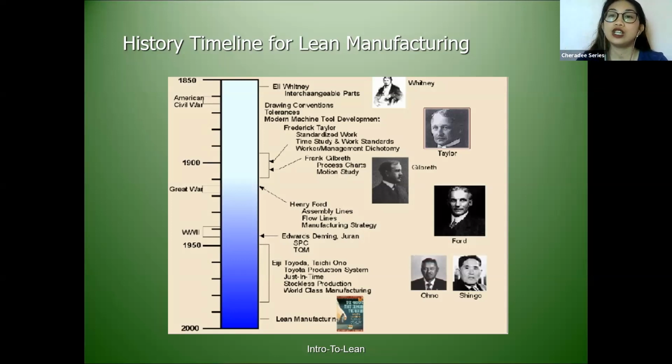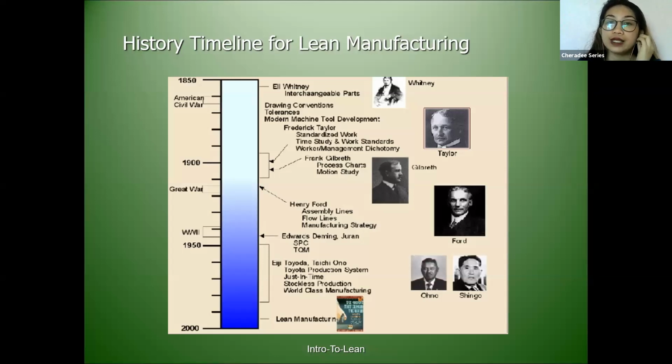Actually, all these concepts started during the wars. Every war that happened generated industrial concepts. During the American Civil War, drawing conventions and tolerances were created. So companies had an allowance for errors and were still willing to distribute products to customers even though they were not perfect. That is tolerance, the amount of willingness of the customer to accept errors.